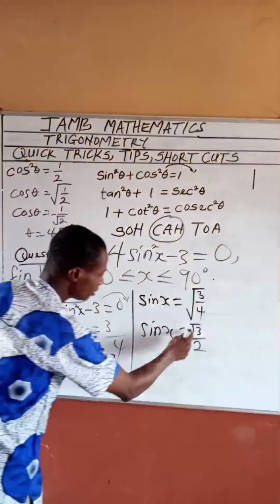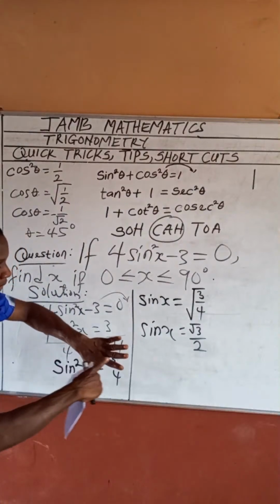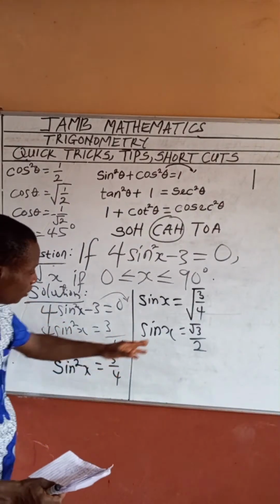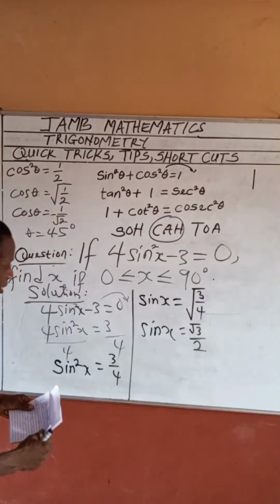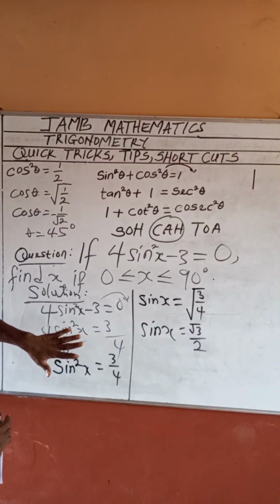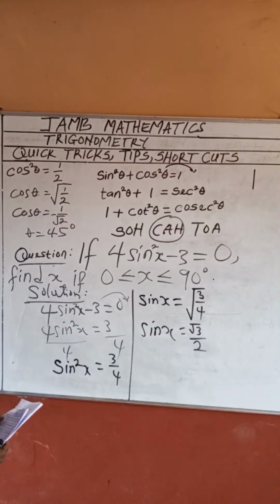Yes, root 3 over 2. So the answer is what? Root 3 over 2. So where do we get root 3 over 2 as the answer? 60 degrees, right? Sine 60 is what? You can test it using the calculator, to find it.